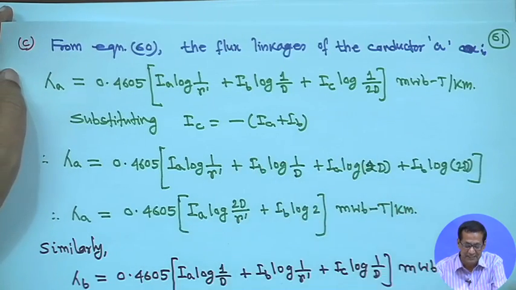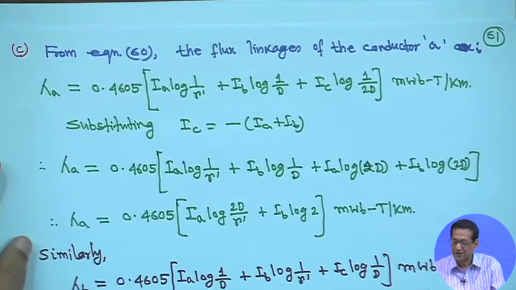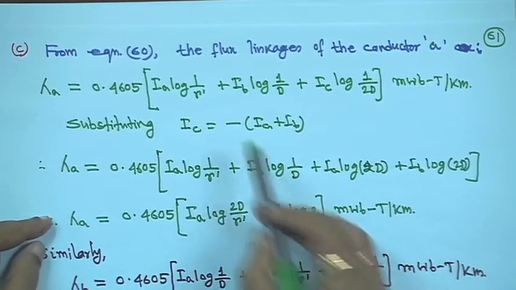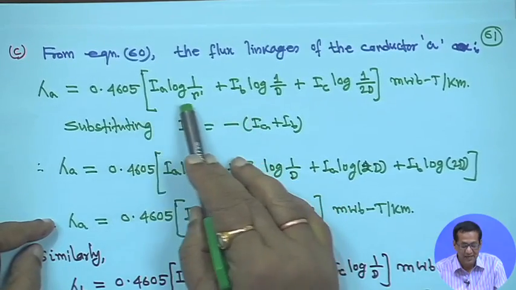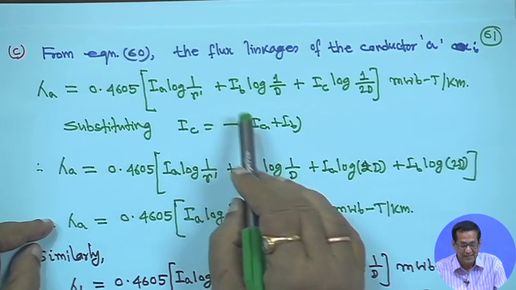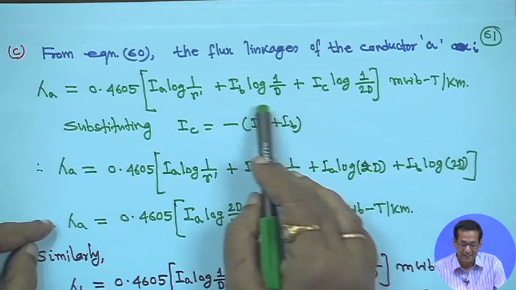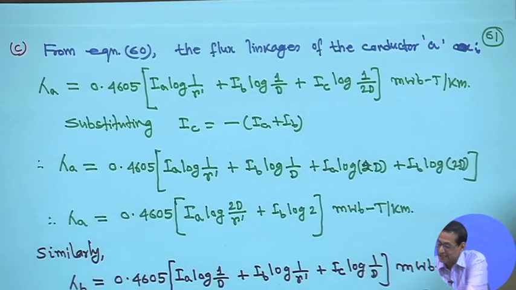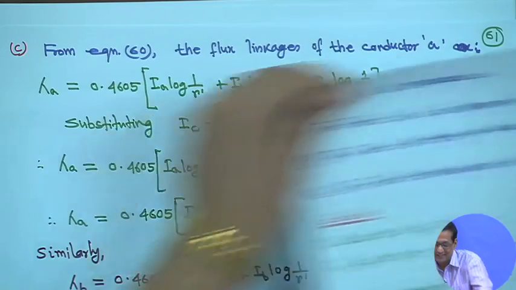So, instead of writing directly 2 meter: the first is the self term, IA log 1 upon r; then IB, meaning the A to B distance, is d, that is log 1 upon d; then for A to C, just hold on, d is 2 meter.